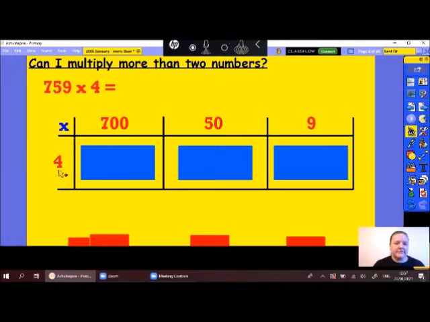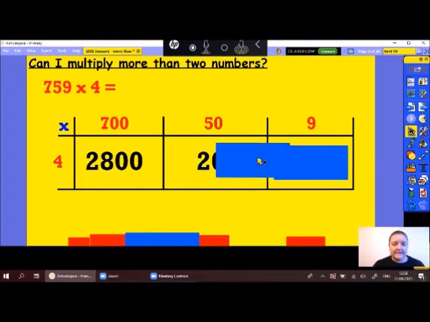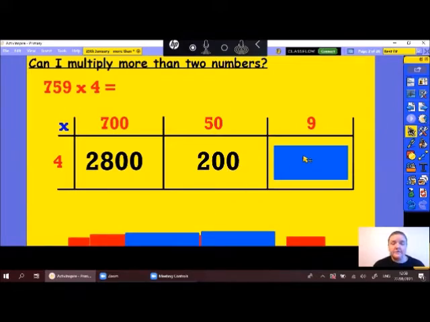We've got 700 times 4. 7 4s are 28. But then we've got these two zeros, so we have to multiply it by 100. So we've got our 28, but with the two zeros makes it 2,800. This box, well, this is 50 times 4. So again, do 5 times 4, which is 20, but it's 50 times 4. So we've got that 0 that needs to be in the ones. So we've got 200. And 9 4s or 4 9s are 36.